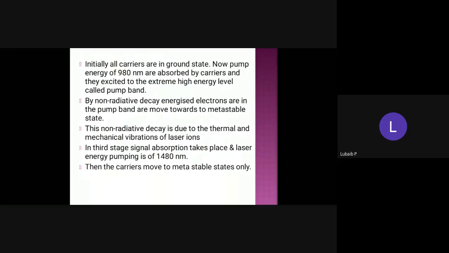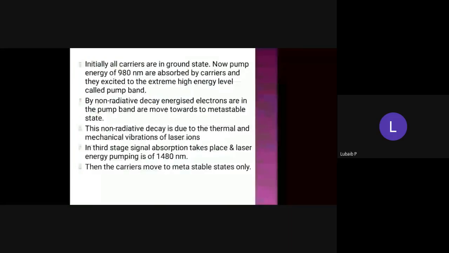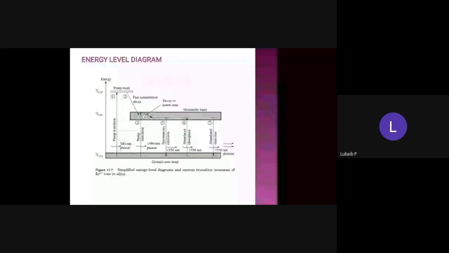Now pump energy of 980 nanometer is absorbed by carriers and they are excited to the extreme high energy level called the pump band. You can see it in the figure. Initially all the carriers are at the low level. From there, by absorbing the 980 nanometer photon from the pump laser source, the pump transition occurs, and the carriers are excited to the pump band, numbered as 1 in the figure.